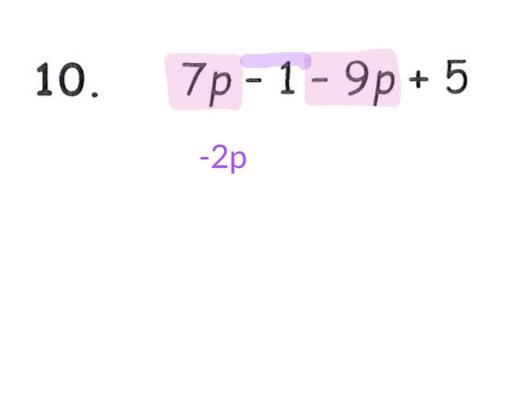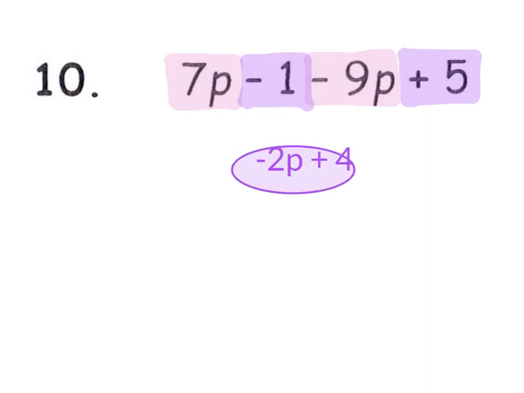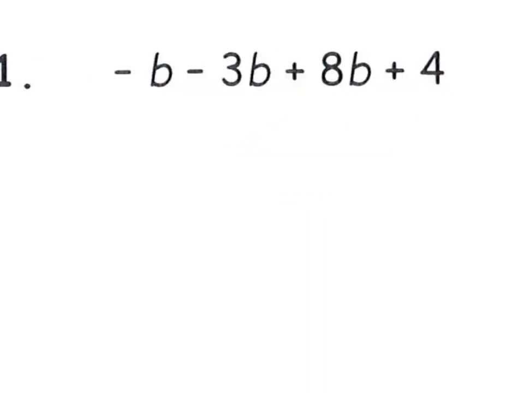So new color. I'm going to highlight my negative 1. That's a constant, a number by itself. And I'm going to highlight the 5, another constant, a number by itself. Negative 1 plus 5 equals a positive 4. So that's my answer here. Negative 2p plus 4.